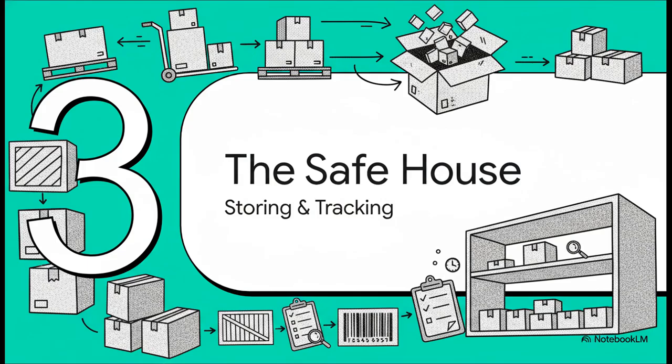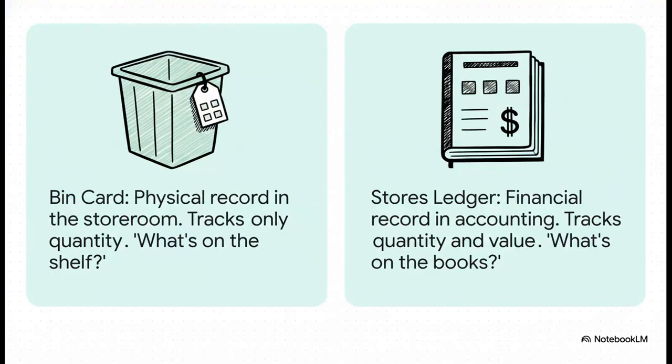The materials have arrived, awesome, but you can't just leave pallets sitting on the loading dock. They need a safe home, which is the storeroom. And even more importantly, you have to keep track of every single item. Okay, now this is a really important distinction. The bin card is basically the storekeeper's on-the-ground record. It's a simple card, often literally attached to the bin, that just tracks the count. 5 came in, 3 went out, so there are 2 left.